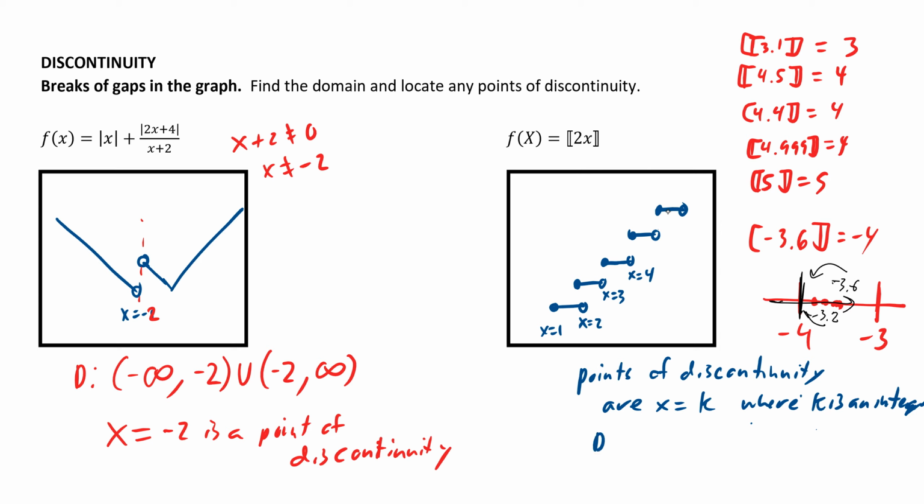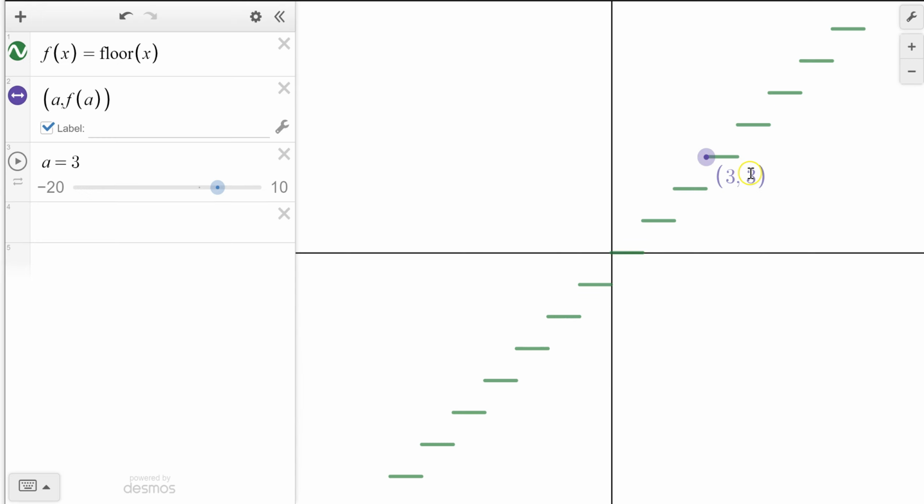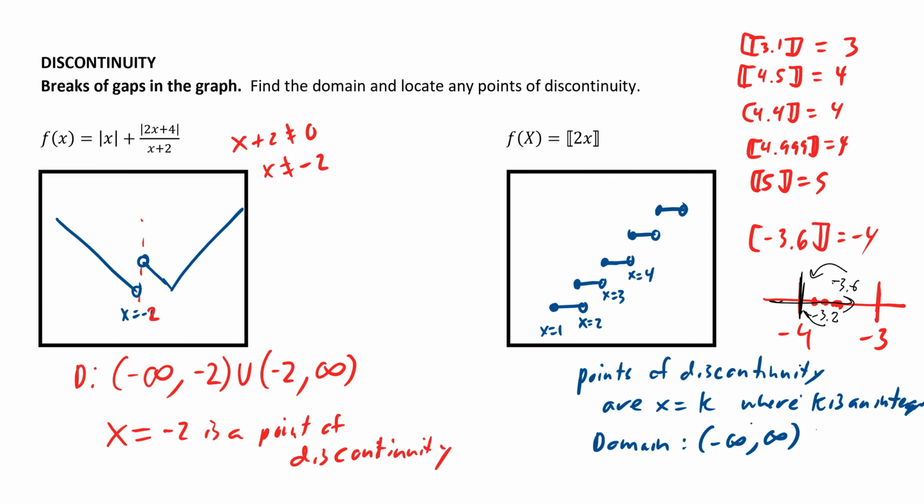Now domain. Domain on this one is negative infinity to infinity because we don't have any values you can't plug in here. Over here we cannot plug in negative 2. Negative 2 gives us an undefined value, an undetermined actually in this situation. But over here we have a jump. But we can plug in 2. If you plug in 2, you just get 2. And if you plug in 3, you get 3. And if you plug in 4, you get 4. So the values exist. See, 3 is 3, 4 is 4. So it's all real numbers on this one.